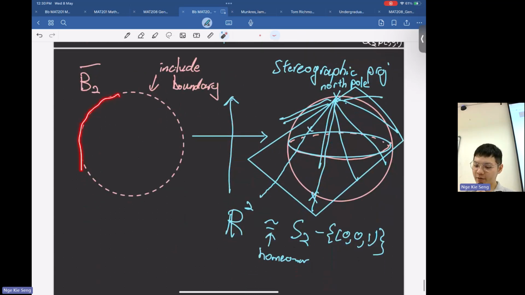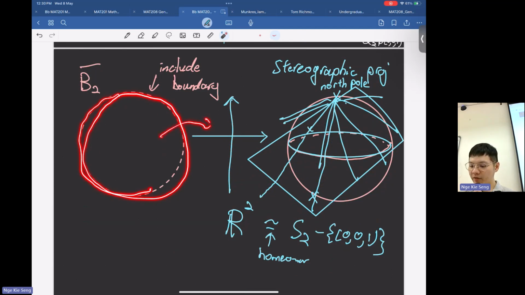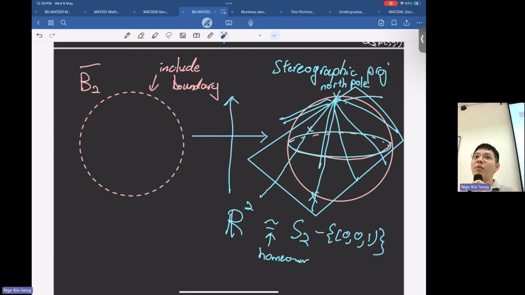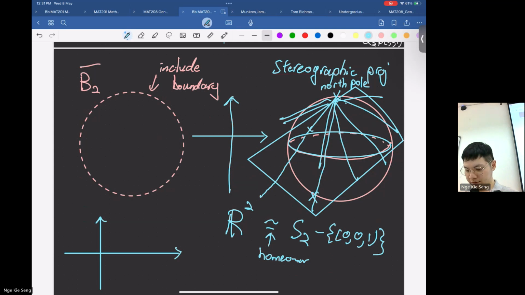But let's say if I take away the boundary of this ball, I can make a homeomorphism between the open ball and R2. So the idea is I can extend this ball infinitely big until I cover R2. So how am I going to do this? This idea actually comes from one concept, from this map here. So what's this map here?